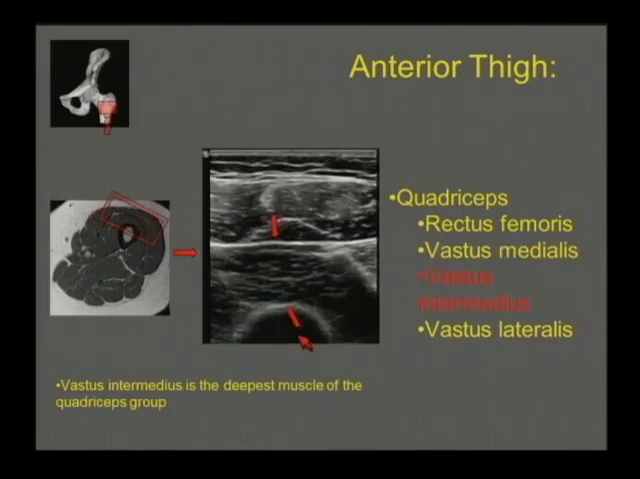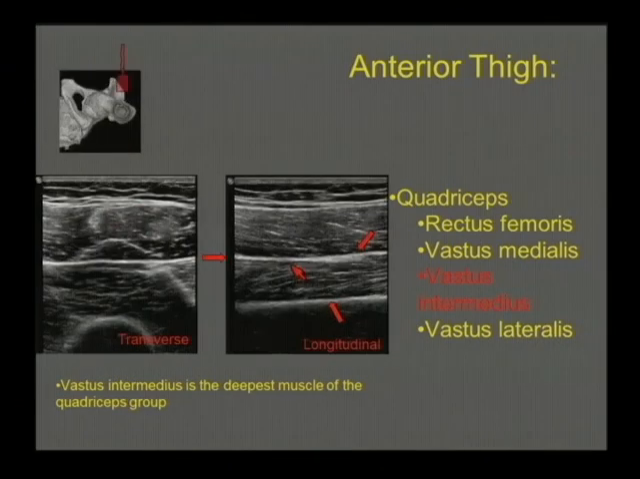Next, the vastus intermedius. So this is the deepest of the quadriceps muscles. You can see the easily identifiable landmark of the femoral diaphysis here. If you turn the transducer from a transverse plane, which is where we are here, to a longitudinal plane, you'll see this fascial plane that separates the more superficial rectus femoris from the underlying vastus intermedius, and then the bright echogenic surface of the femoral cortex, and then just shadowing beyond that.